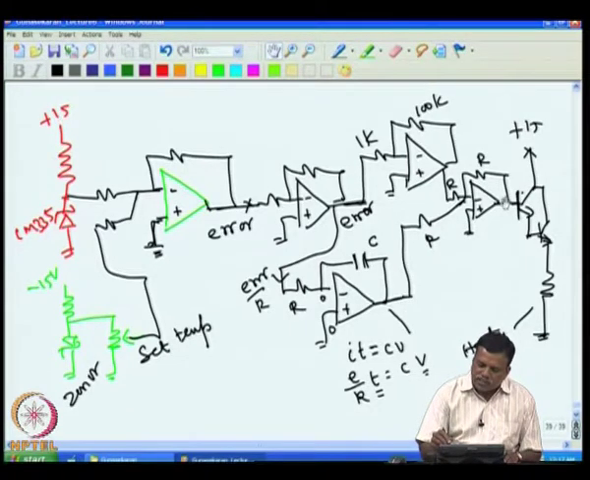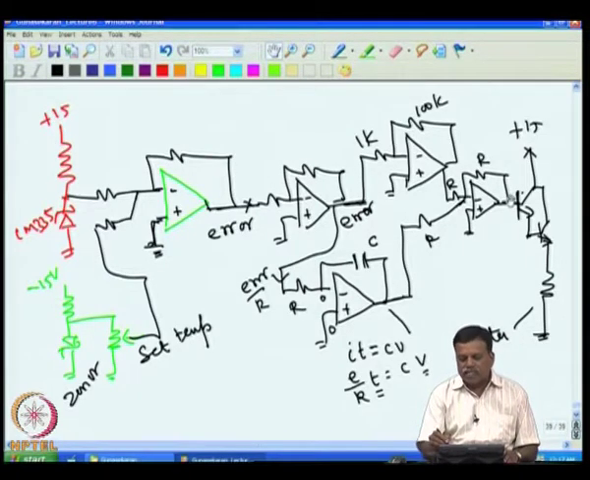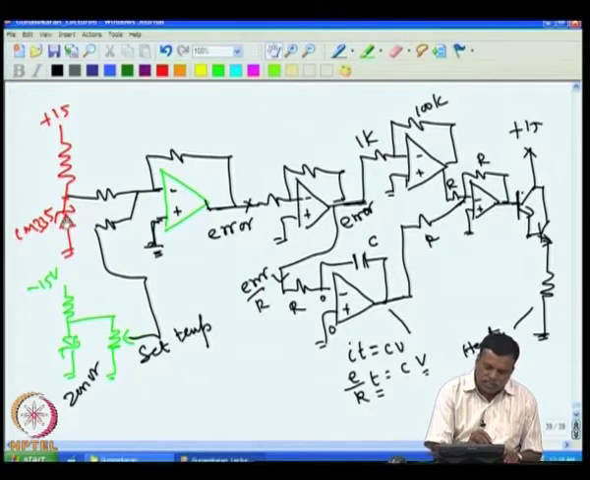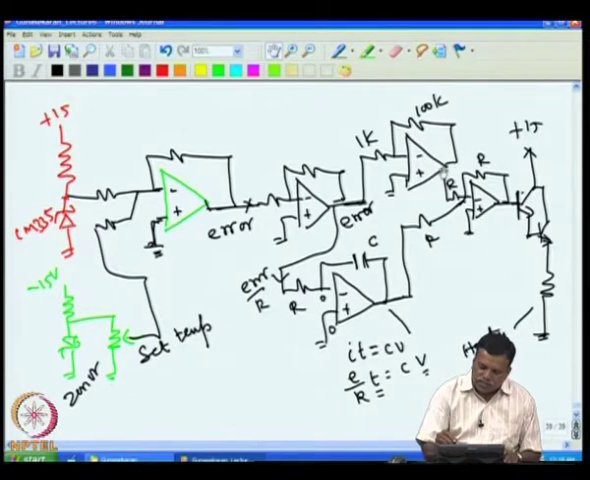What happens if it is already saturated? There will not be any change, but as this increases, this voltage is also supposed to increase if it is not saturated. Even if it is saturated, there is no harm. Then after some time the temperature would have increased, the error voltage will come lower, and this would also have reduced. By that time this would have achieved enough voltage, and you will now get a contribution from this as well as from this.